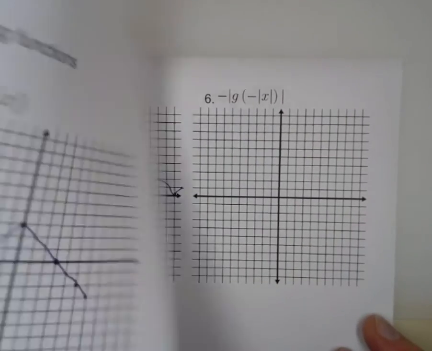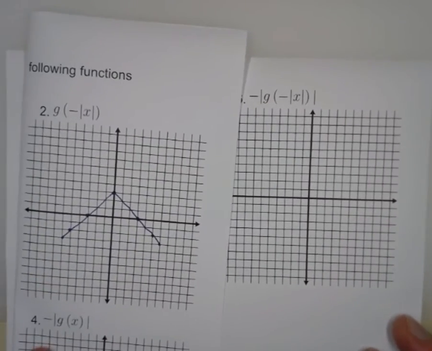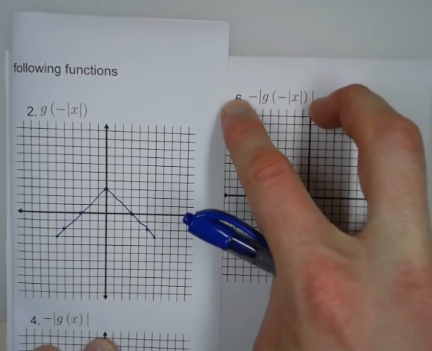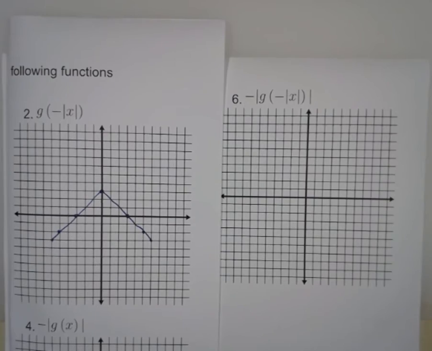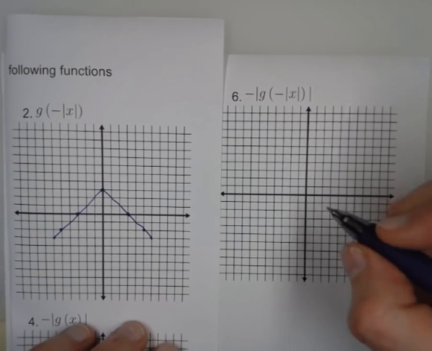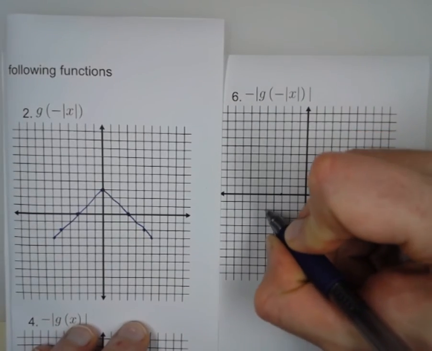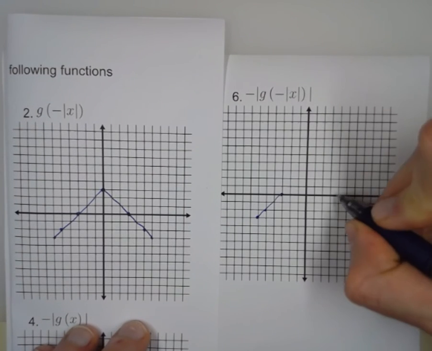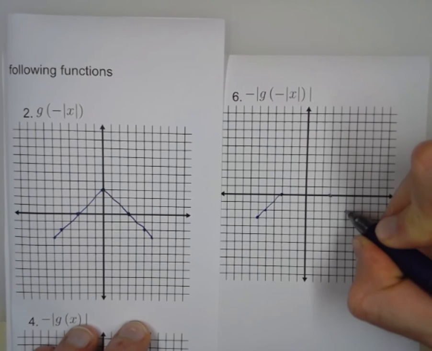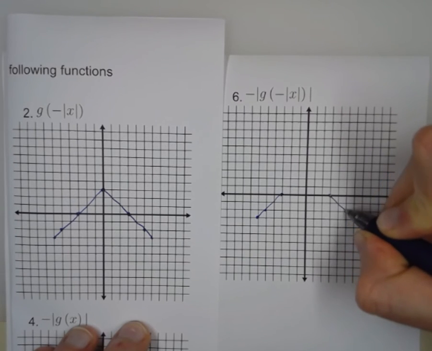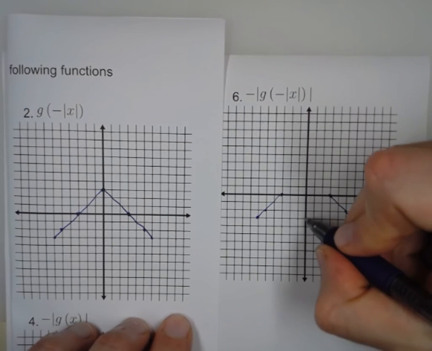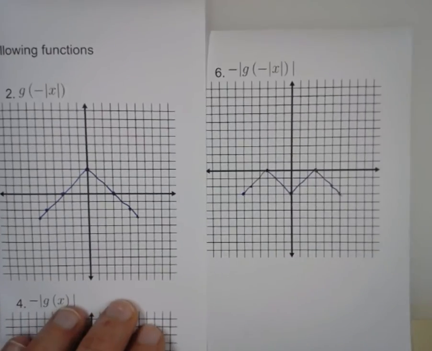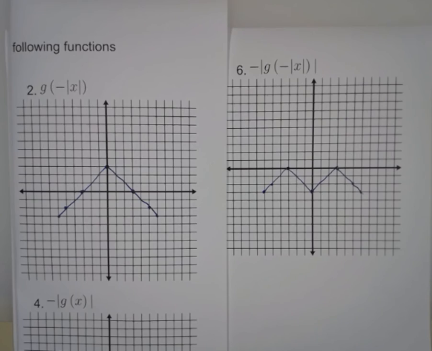This one, we're going to take this graph. And what's going to happen is we're taking the absolute value and a negative, meaning that we're going to take everything and bring it down below the x-axis. So I'm going to take the parts that are already below the x-axis because they are not going to move. And so this point is down here, and so this point goes down like that. So there is what that graph looks like.